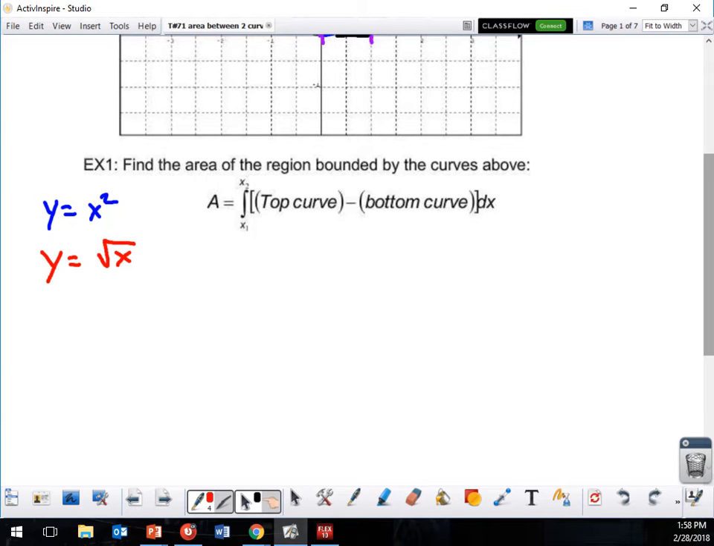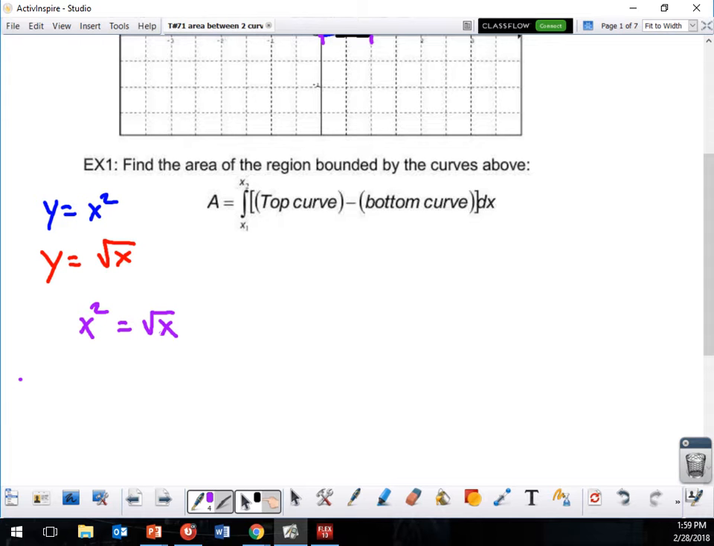So I know to figure out my bounds, I need to set them equal to each other. Where'd purple go? There it is. Okay, so if I set them equal to each other, it's going to be x squared is equal to rad x. What could I do? I want to try and set it equal to 0. Subtract. We can do that.